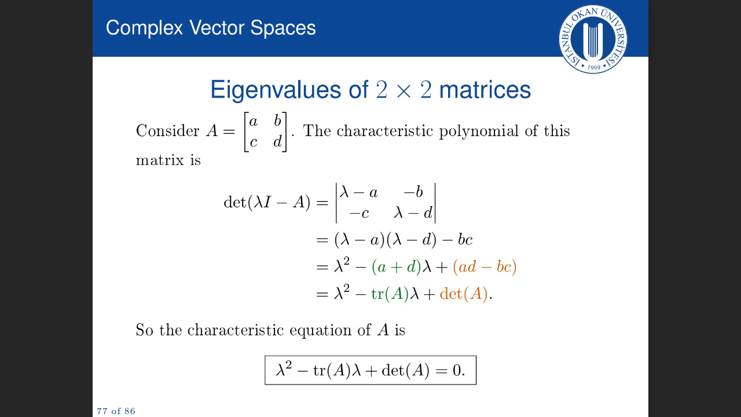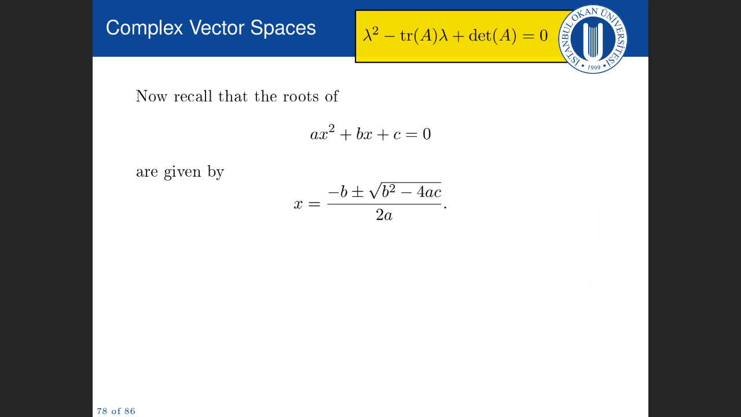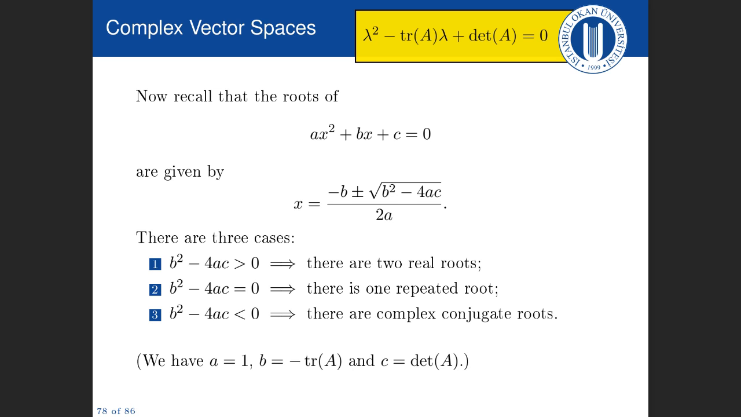And we're going to be talking about this, so I'm going to put this up the top in the yellow box. Now, we know from high school that the roots of a quadratic equation are given by this formula, minus b plus or minus the square root of b squared minus 4ac over 2a. And we know that there are going to be 3 cases to consider.